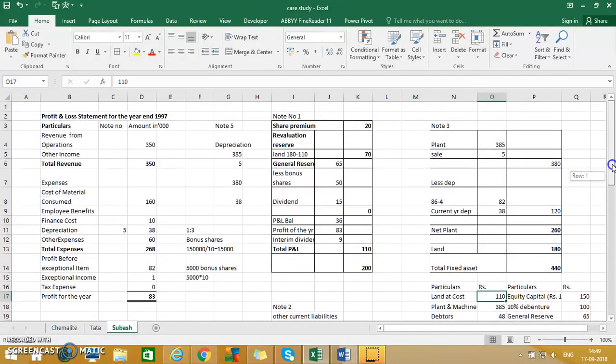I have made a note of that in the assets. Let us see here the land. Land was how much?